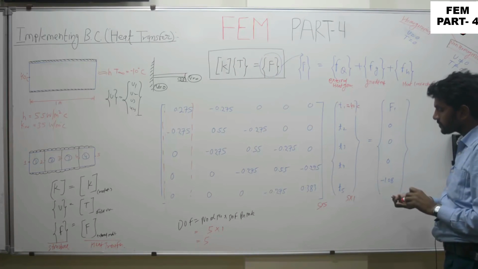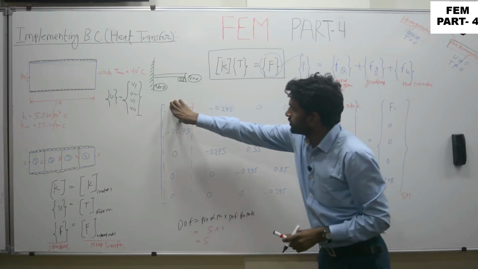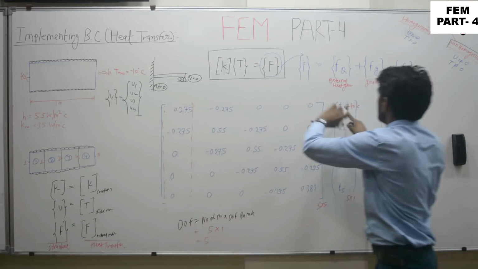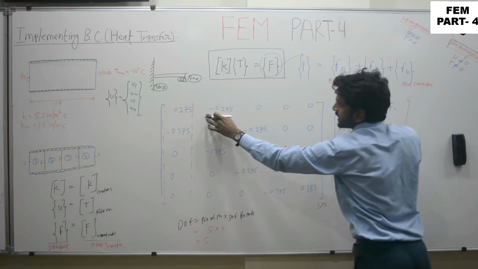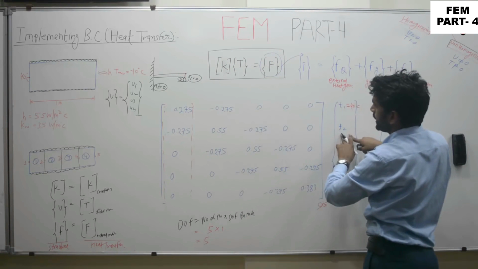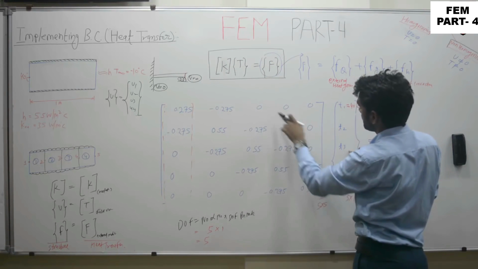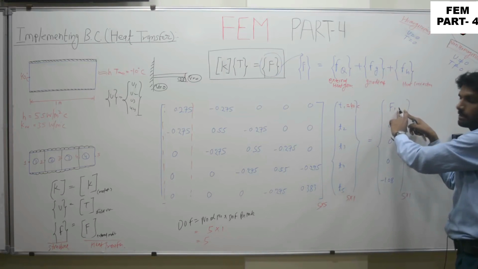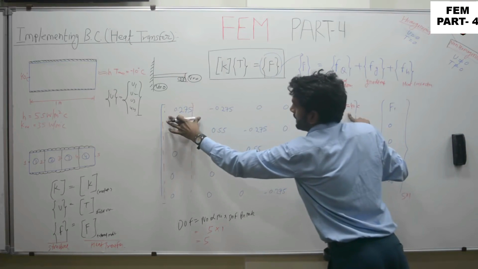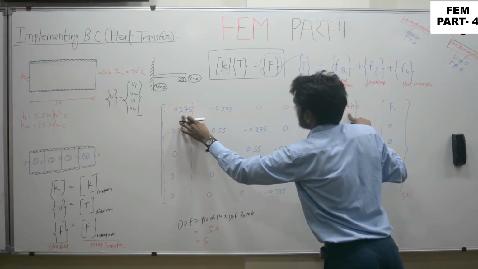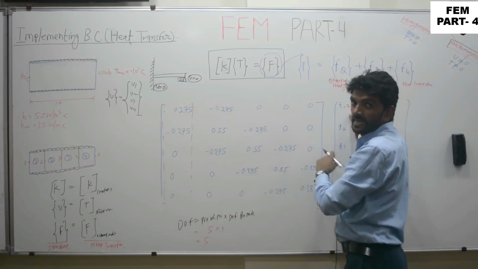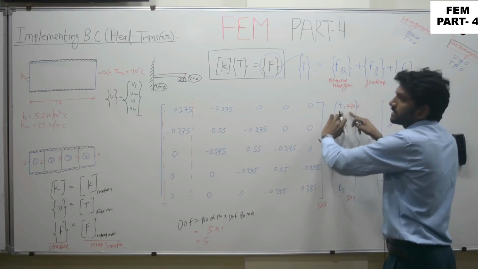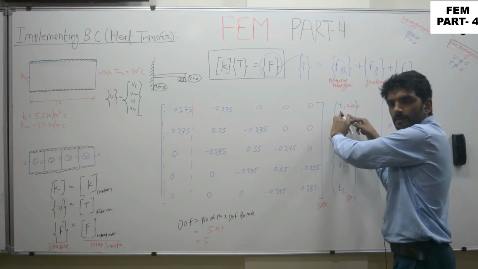So here, the first row: minus 0.275 into 40 plus minus 0.75 into 20 plus 0 into T3 plus 0 into T4 plus 0 into T5 is equal to F1. It means the multiplication of 0.075 and 40 is already there. That is why for that particular row where the temperature is existing, we are not going to multiply it.